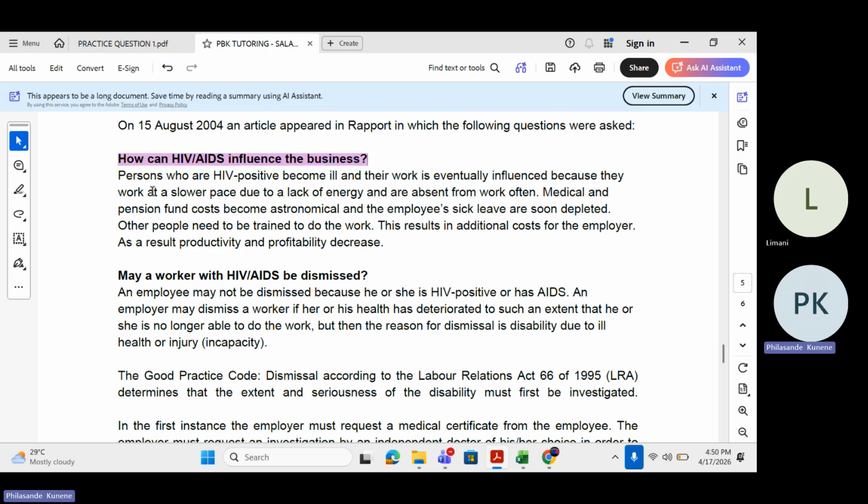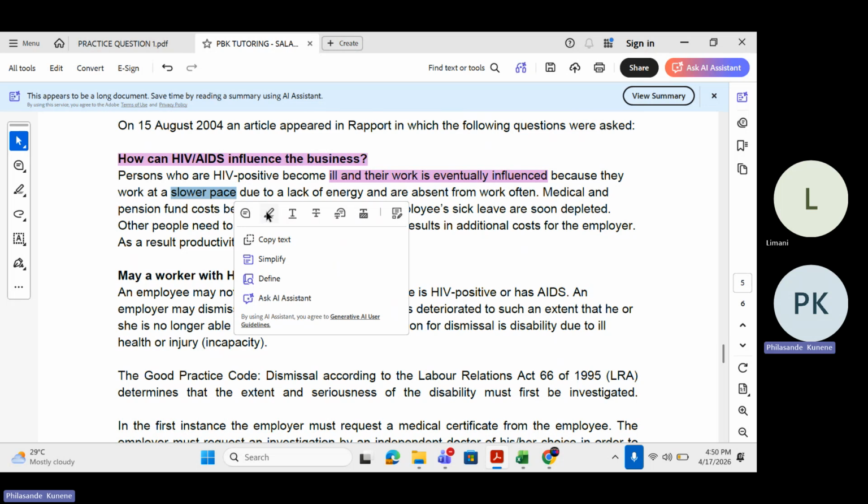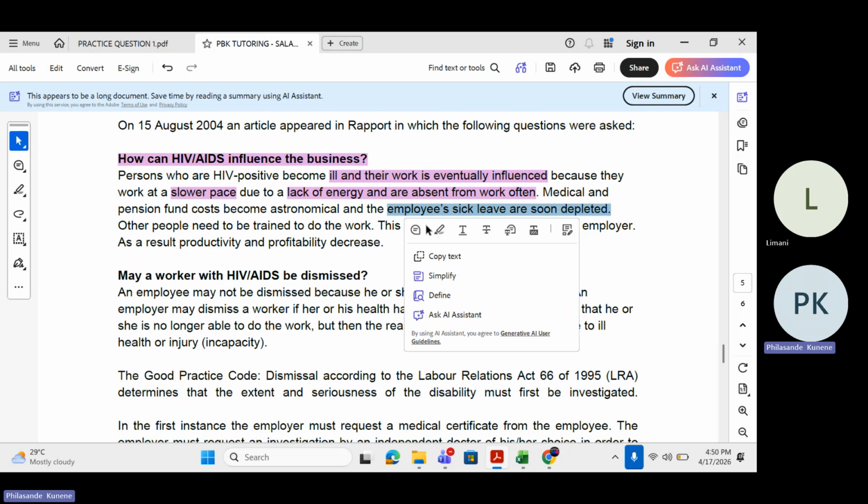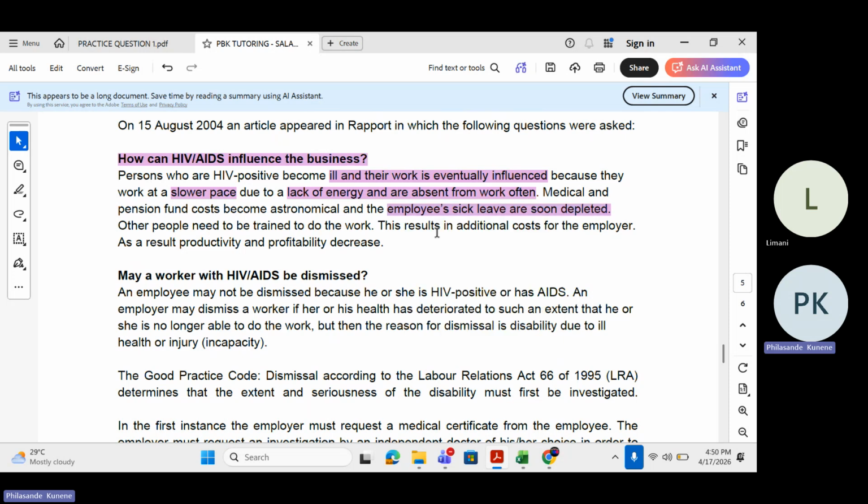Let's see. Persons who are HIV positive become ill and their work is eventually influenced because they work at a slower pace, you see, due to lack of energy, and are absent from work often, right? Medical and pension fund costs become astronomical and the employees' sick leave is soon depleted because they keep on asking for sick leave. They get sick now and then.